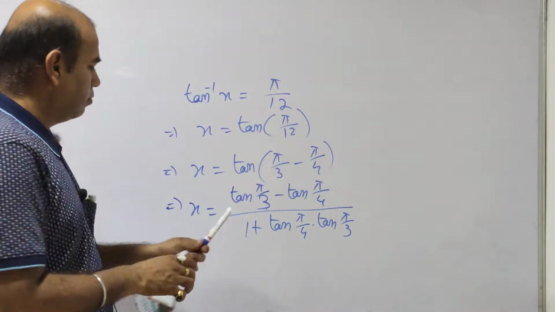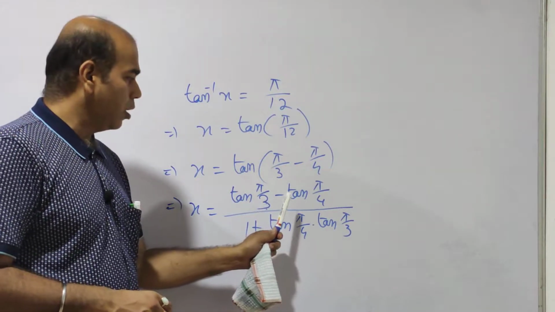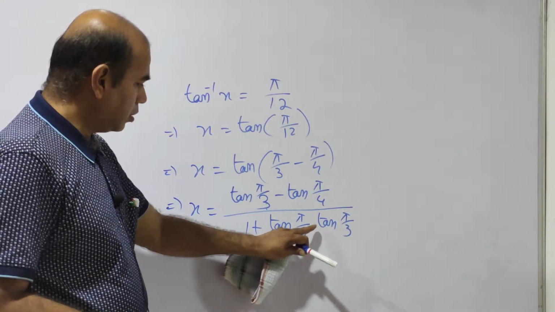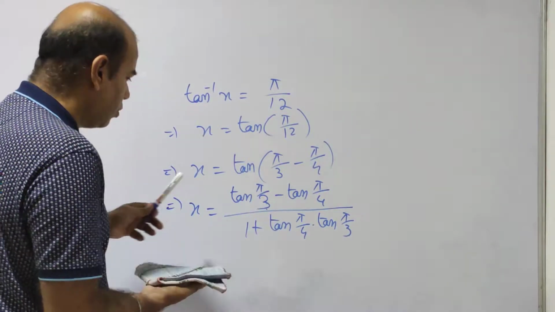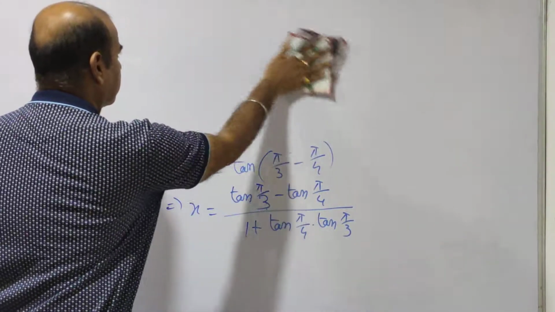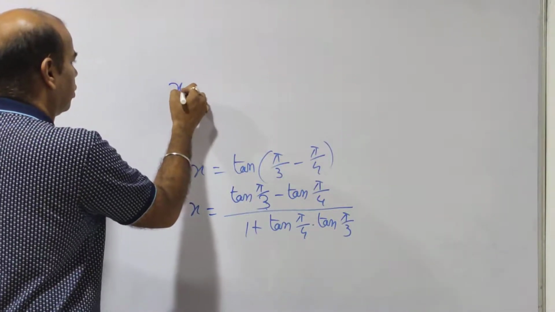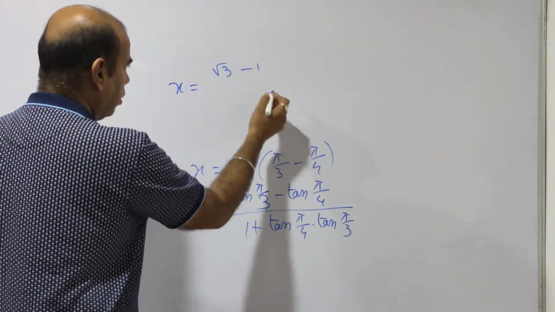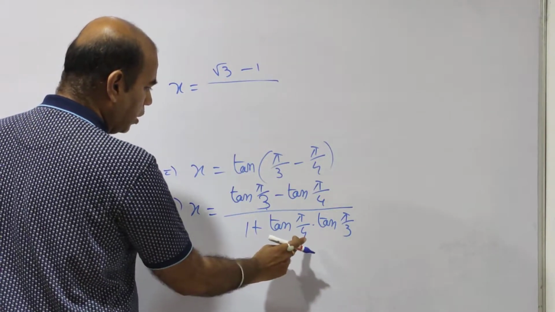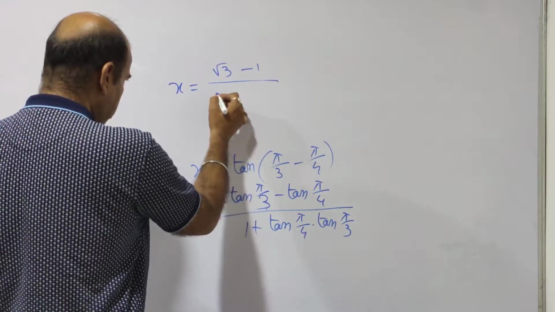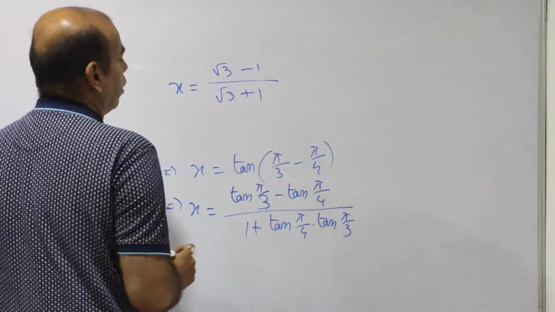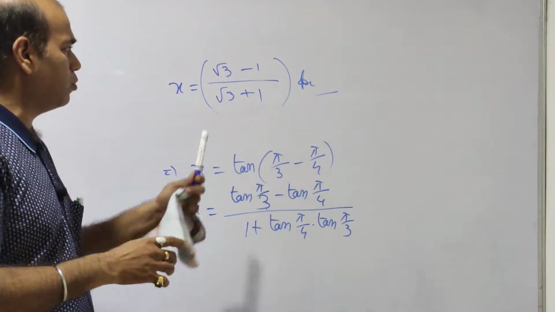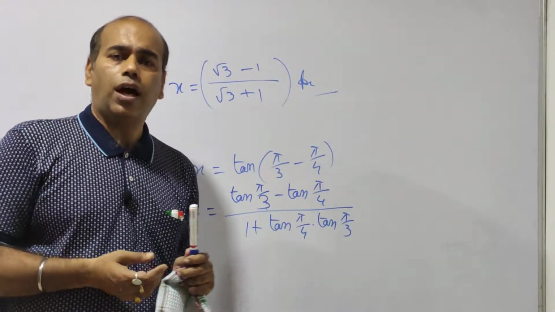Tan pi by 3, this is tan 60, which means root 3, minus tan pi by 4, which is 1, plus this is 1 into root 3. So ultimately the value of x derived from this solution is x equals root 3 minus 1 by 1 plus 1 into root 3. So it is root 3 plus 1. You can leave the answer here, or you can rationalize it one more step to get to the answer.